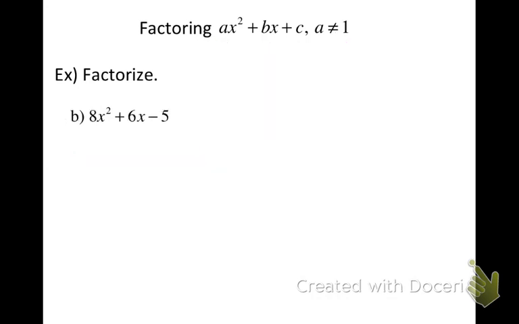All right, let's try it, and we'll go at a little faster pace this time, since you've kind of seen the process already. We said the first thing that you do when you're trying to factorize a trinomial where a is not equal to 1 is you're going to multiply a times c. So a times c, 8 times negative 5, that's going to give us negative 40.